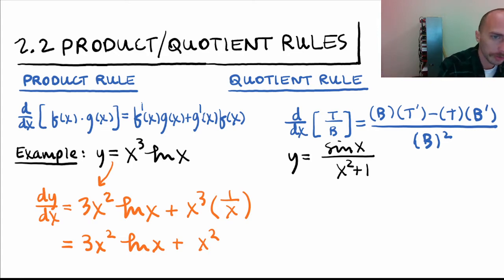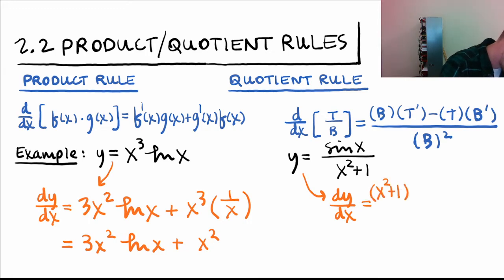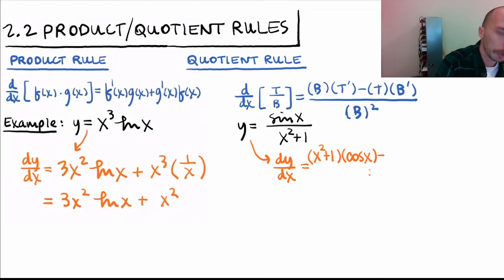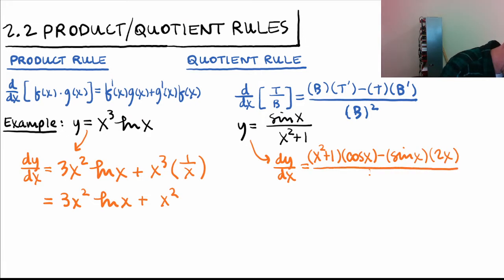And then for our quotient rule example, I'm just going to apply that. The derivative is bottom, x squared plus 1, times the derivative of the top, that's cosine x, minus the top, which is sine x. Oh, this is not looking like it's going to fit, so maybe I'll shrink it up a little bit. Yeah, there we go. Minus the top times the derivative of the bottom, divided by the bottom squared.